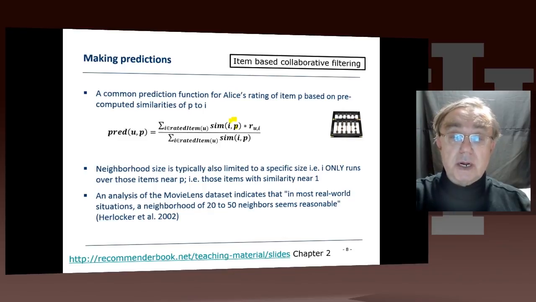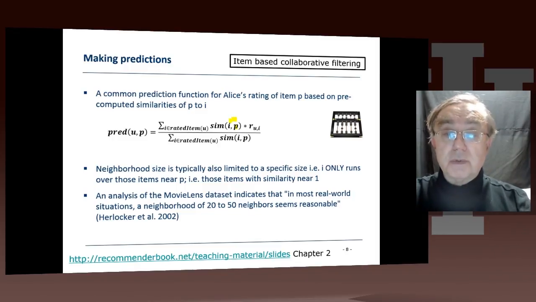Alice has ratings, so i runs over items 1 to 4. We have the rating of u, which is Alice, for items 1 through 4. i runs over 1 through 4 in this simple example, or generally it runs over all items that Alice has ranked. We weight with the similarity and divide by the sum of the similarities. And of course, we only sum over those items which we know have a high similarity.